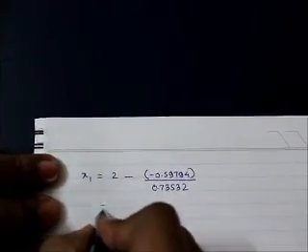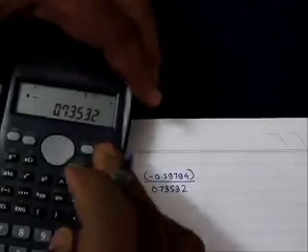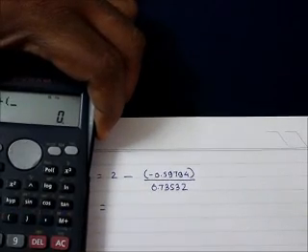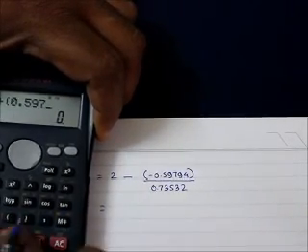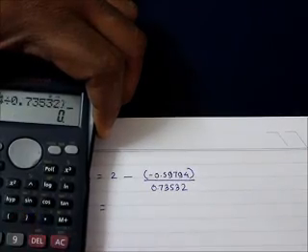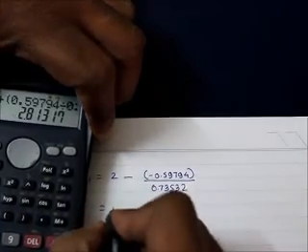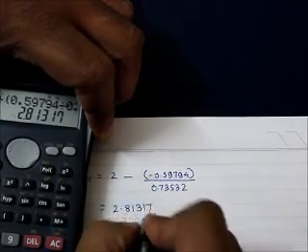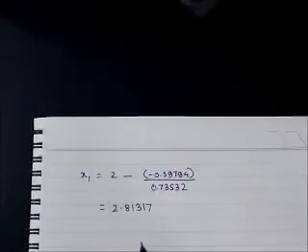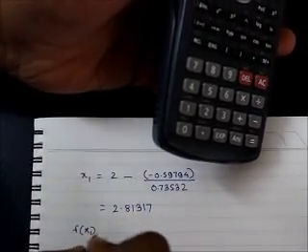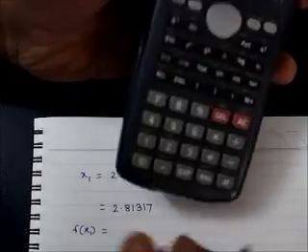Okay, which is equal to 2 plus 0.59794 divided by 0.73532. Okay, which is equal to 2.81317. So that's our x1. Let's see what our f(x1) is.